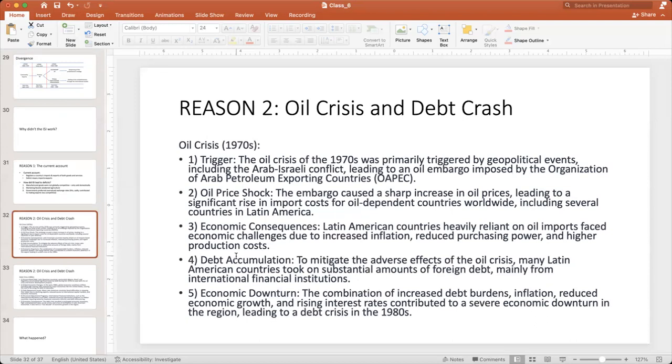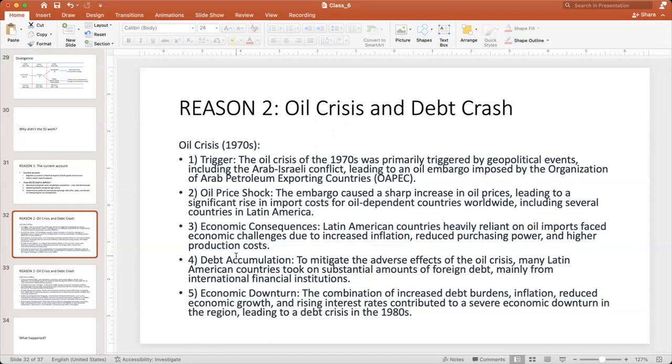Well, in the 1970s, there was an oil crash, primarily triggered by geopolitical events. And the main consequence was the oil embargo imposed by the Organization of Petroleum Exporting Countries, and that caused an oil price shock. So the embargo caused sharp increases in oil prices, leading to a significant rise in import costs for oil-dependent countries worldwide, especially in Latin America.